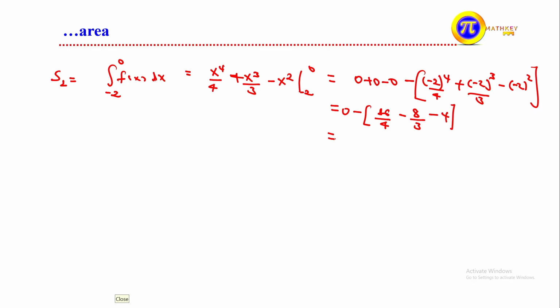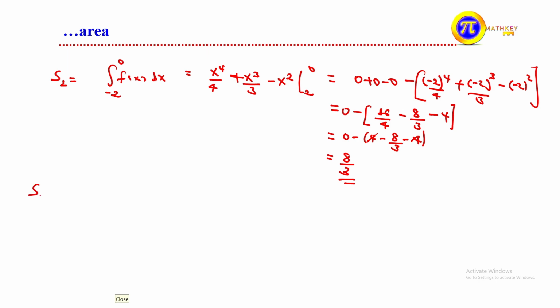What is the value? 16 divided by 4 is 4, so we have 0 minus (4 minus 8 over 3 minus 4). This 4 cancels with this 4. The negative of negative 8 over 3 becomes 8 over 3. We obtain one value.